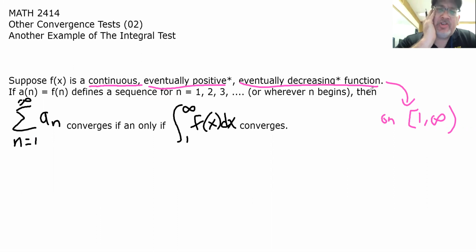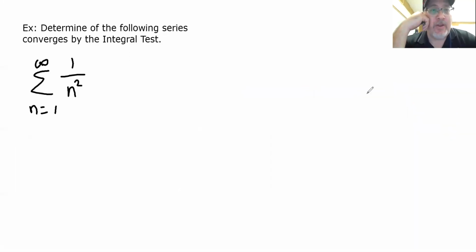But the other challenge is actually doing the integral and determining if it converges or diverges and concluding the same thing about the series. But in this example, all of that's going to be much easier. So I don't want you to think that it's always just a never-ending task. For this example, we're going to determine if the following series converges by the integral test, the sum from n equals 1 to infinity of 1 over n squared. This one will go a lot faster.